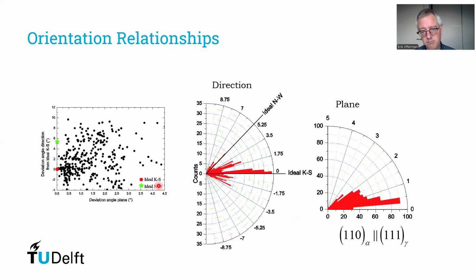So if we do a more statistical analysis, we have here the ideal KS and the ideal Nishiyama-Wassermann, and we see that the majority lies close to KS, but there is also substantial deviation from it. And the same here for Nishiyama-Wassermann. There's a large portion following it exactly, but also deviations from it. And the same is true for the misalignment of the planes.